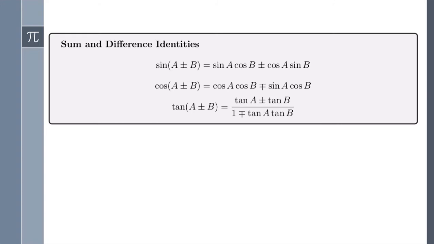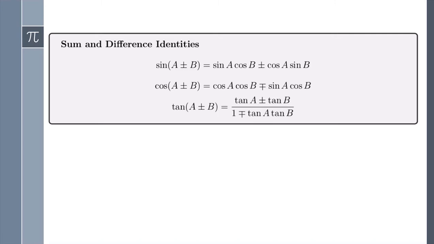If we have cosine A plus B, it is cosine A cosine B, and if we have plus here, it is minus. And then if we have minus, it is plus. Now for the tangent, we have tangent A plus B equals tangent A plus tangent B, and then in the denominator we have 1 minus, so it's opposite in the denominator. If we have plus here, it is minus here. If we have minus here, it is plus here. So this is something that we really need to pay attention to when we are using these identities.